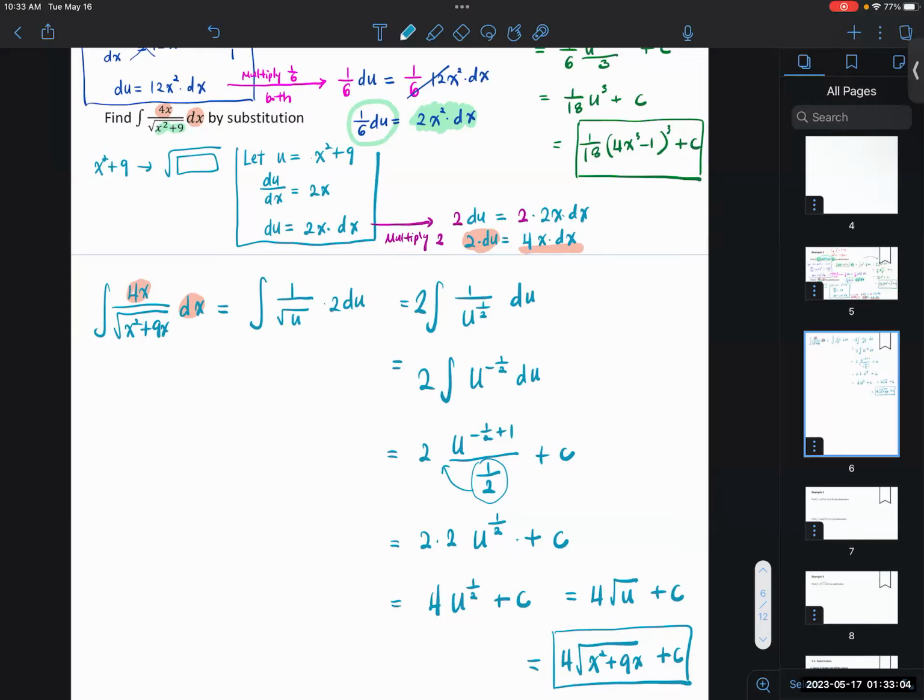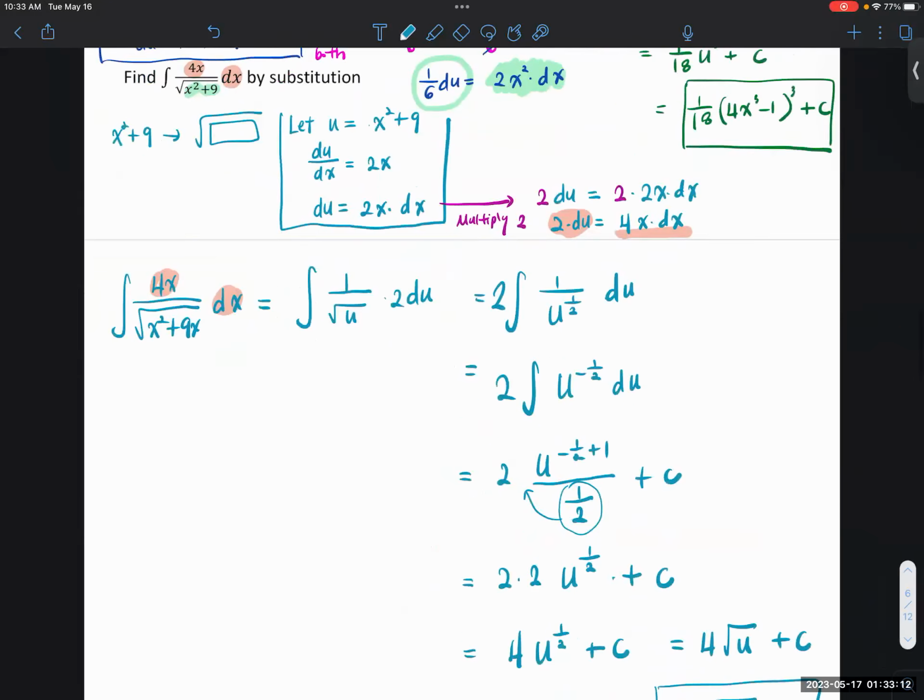So take a look at those steps. And I'm going to do a couple more, a lot of practice today. So let's go to the next example.